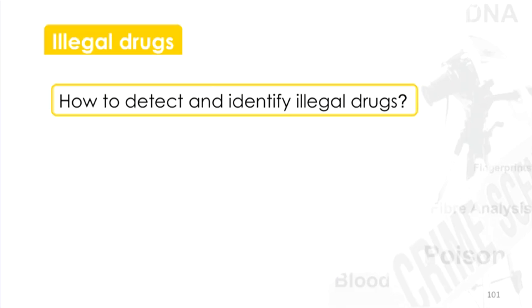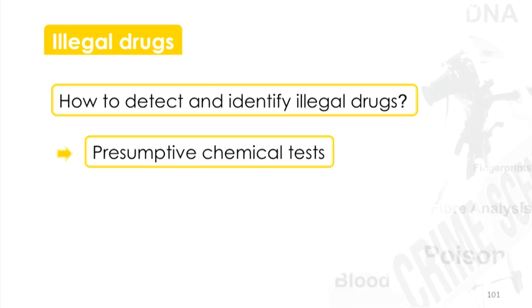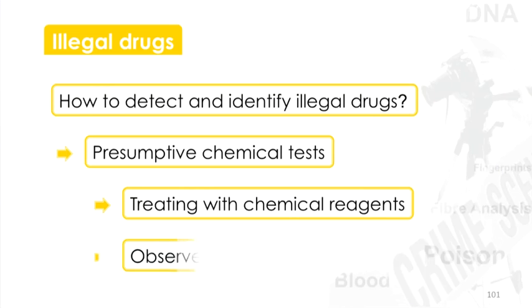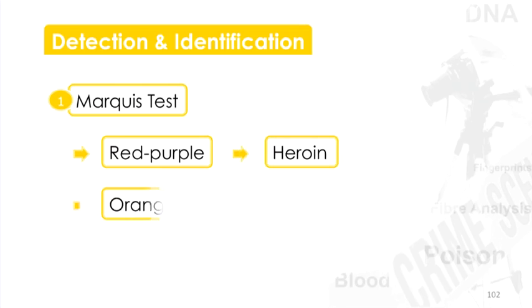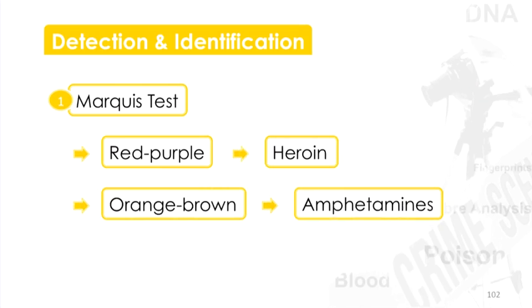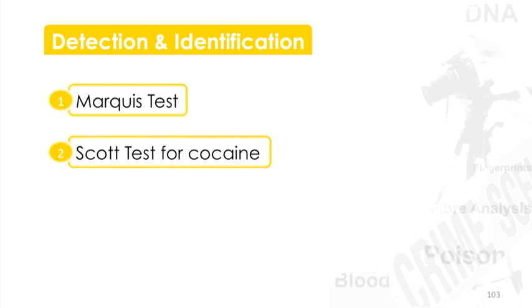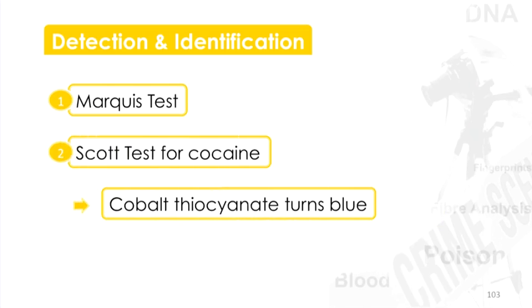Well, there's a number of chemical tests that can be done, and these are based on treating the unknown sample with chemical reagents and looking for particular color changes. For instance, the Marquis test gives a red-purple color from heroin, an orange-brown color from amphetamines, while the Scott test gives a blue color for cocaine.